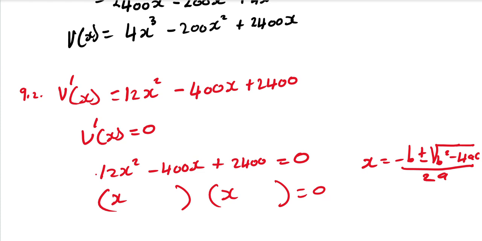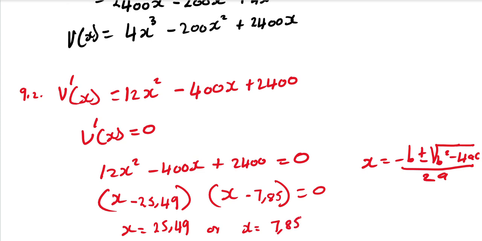So my first answer, when I used a positive here, is 25.49 when I round it to 2 decimal places. Let me put a negative and see. The second answer will be 7.85. Do you get me? It means that your x is equal to 25.49 or x is equal to 7.85. Do you get me?